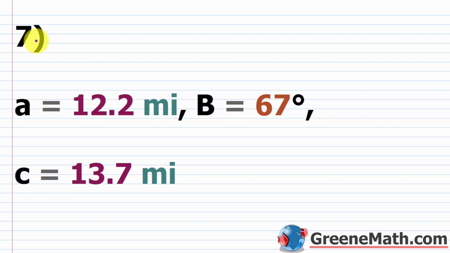So for problem 7, we have lowercase a. So remember, this is the length of the side that is opposite of your angle A. This is 12.2 miles. Then this guy right here, your angle B, has measured 67 degrees.